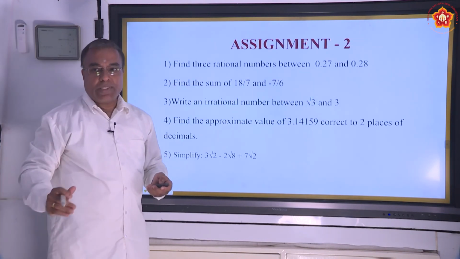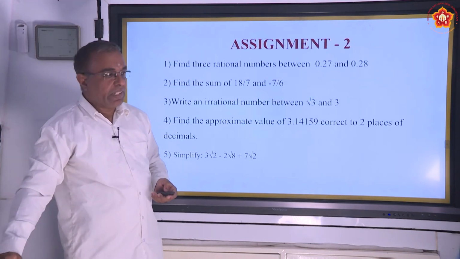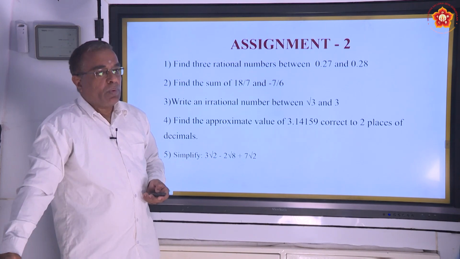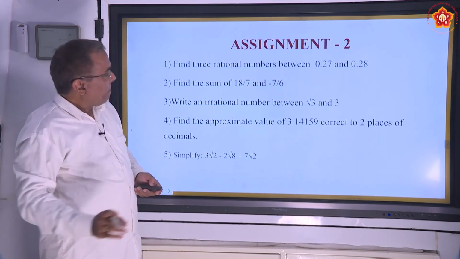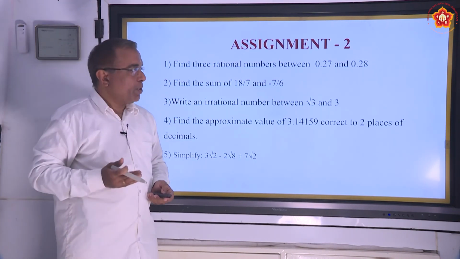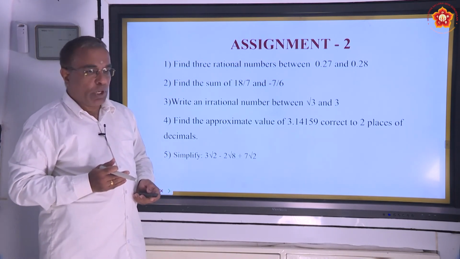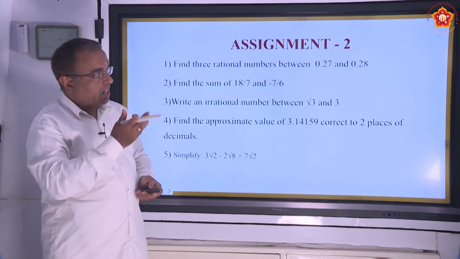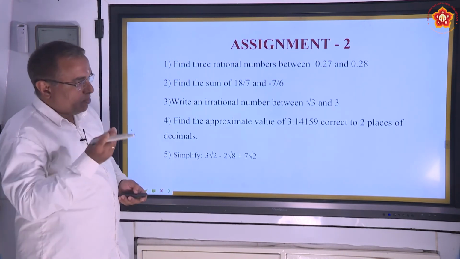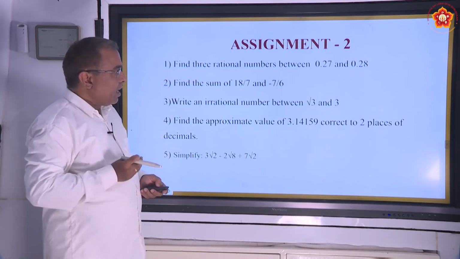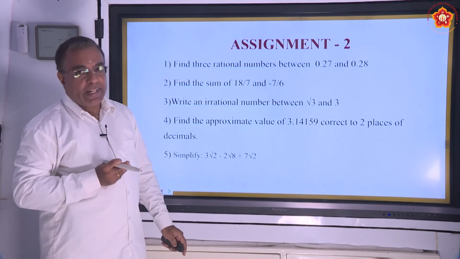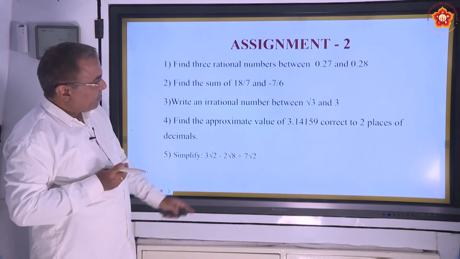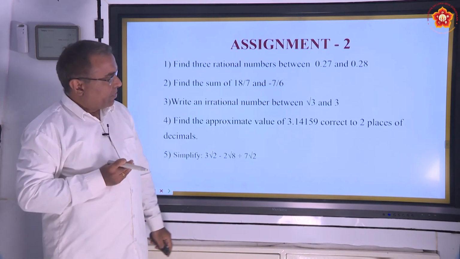So, based on today's work, whatever we have discussed, I am giving you an assignment. I hope you will be able to do it comfortably. First one is any 3 rational numbers between 0.27 and 0.28. As we discussed, there are infinite numbers, but I am just asking you only 3 among them. Then find the sum of 18/7 and minus 7/6. They have different denominators.